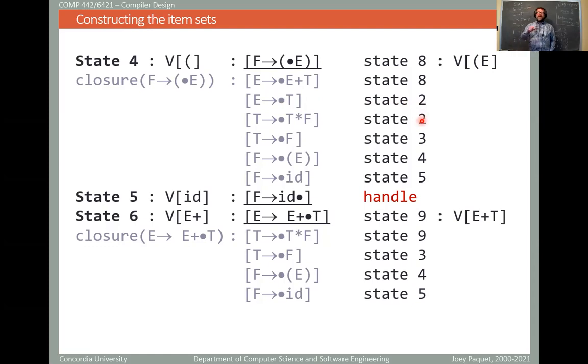So you see here, I'm actually going to a state that I've potentially already processed. So this is how this is eventually going to end, because I'm going to identify new item sets, which will already have been computed. Then here I have moved the dot after the F, that's V of F, that's state 3, I've already identified that. V of open parenthesis, state 4, same state as this one here. V of ID is state number 5. So that's it for my state number 4.